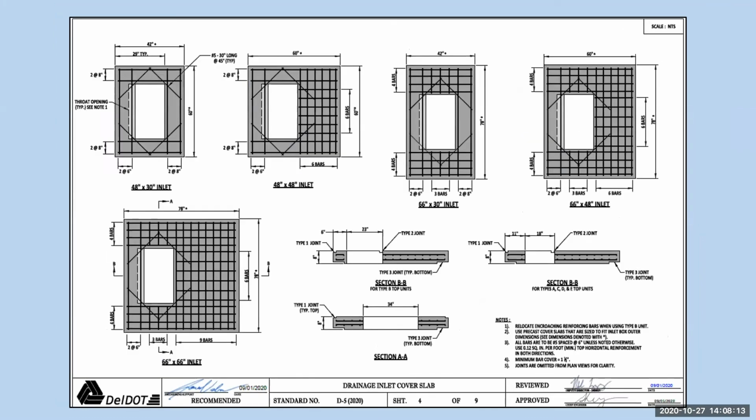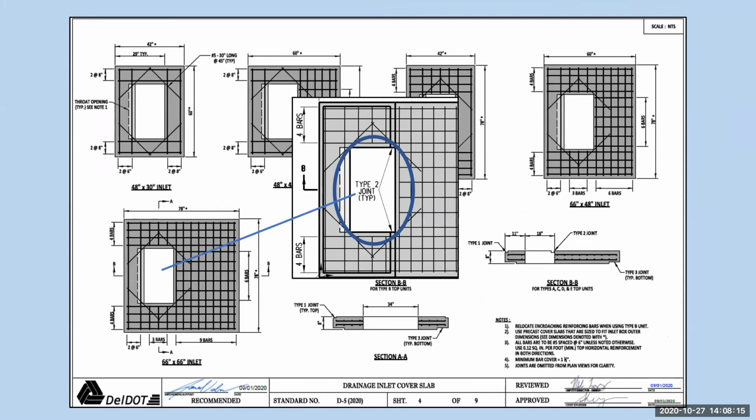For the drainage inlet cover slab, so this was the former picture you see, and we just removed the joint. They're omitted from the plan views for clarity, and added note 5 to state that. Just to help clarify the sheet.